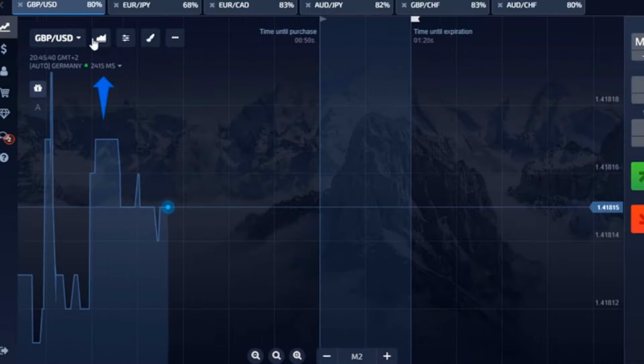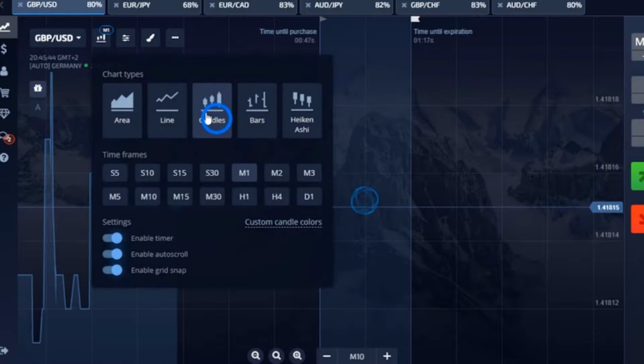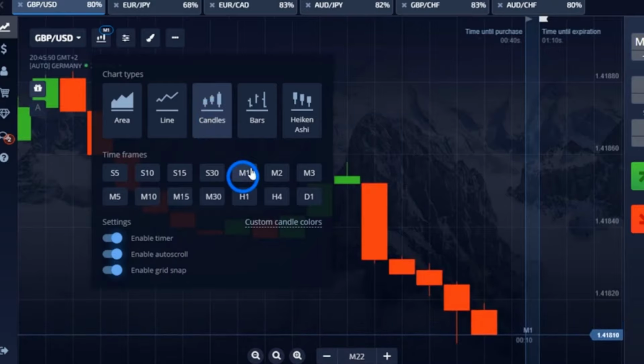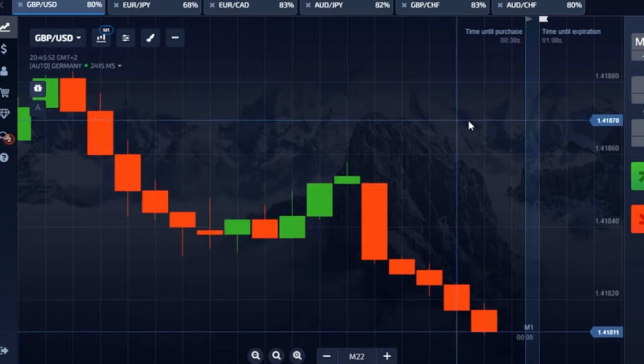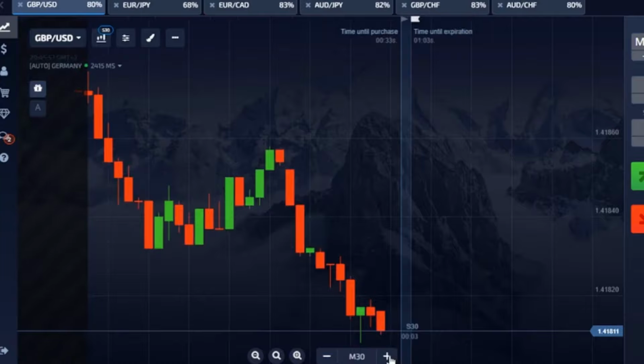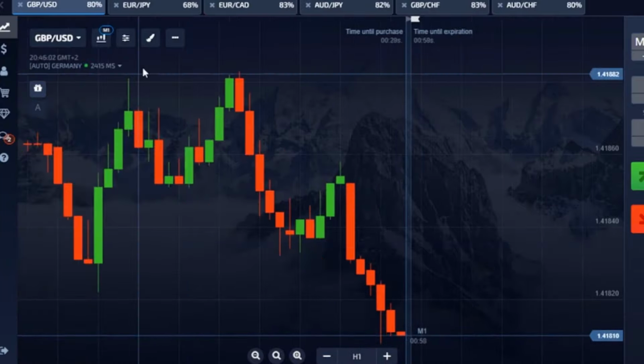Go to charts and change to candlesticks. Set the candle time frame to 1 minute. Now adjust the chart on the screen to 1 hour. Now you can see that the candles are not too big or too small. That is how to adjust the chart to see how the market has been moving for 1 hour.